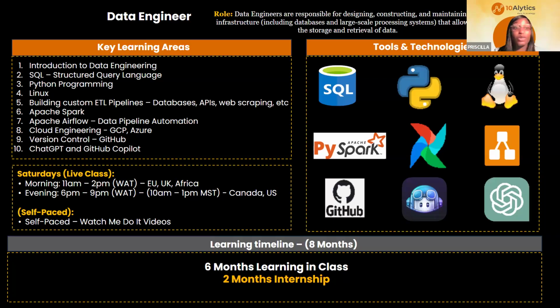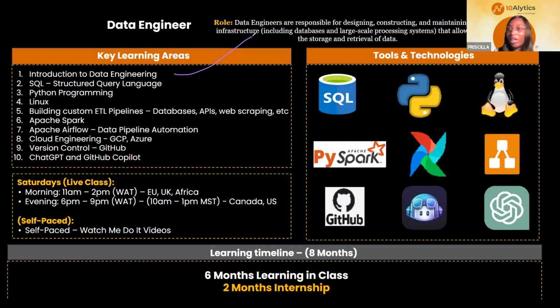So what are the things you need to learn, right? So first of all, remember we start from the very basics, introduction to data engineering. So what is data engineering basically? What is a database? What is a data warehouse? What is a data lake and all of that? The old ETL thing you've heard so far, extract, transform, load. What does this entail? So you get to learn from the very beginning.